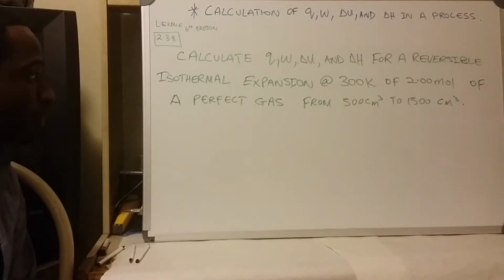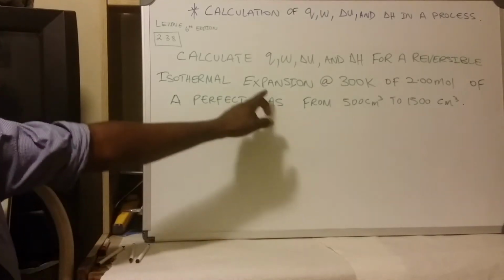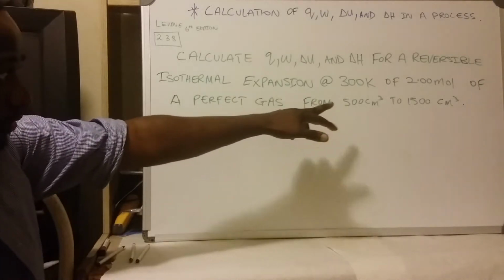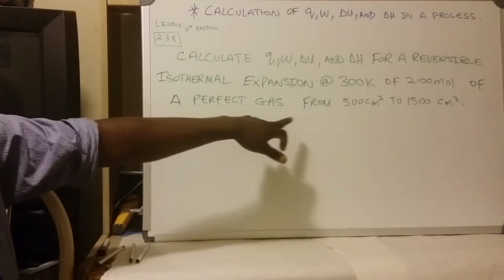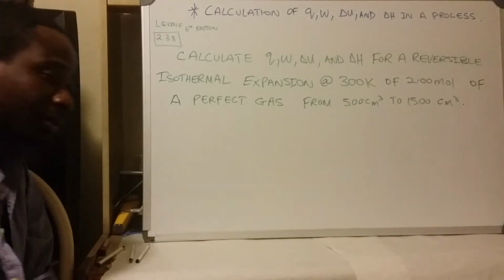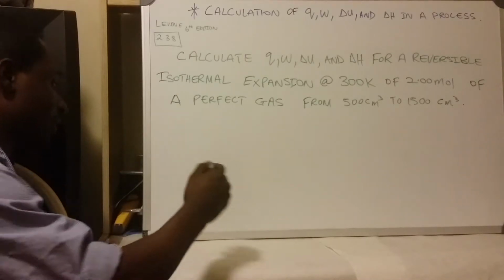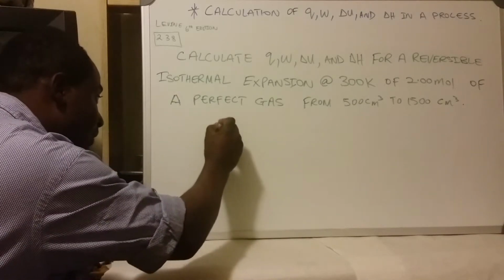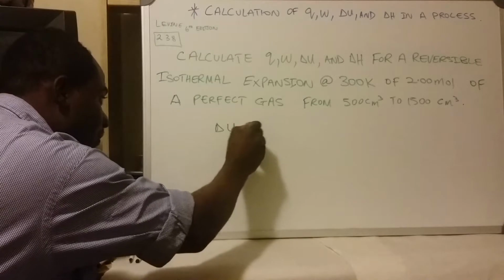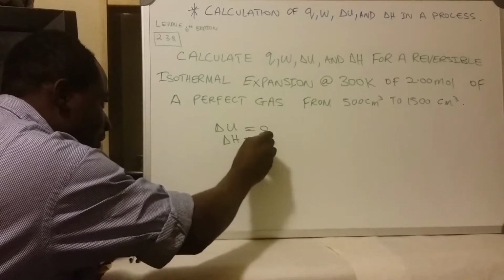This is somewhat of an easy example. Let's say calculate Q, which is heat, work, changing its energy and changing entropy for a reversible isothermal expansion at 300 Kelvin of 2 mole of a perfect gas from a volume of 500 centimeter cube to 1500 centimeter cube. So right off the top, we should know two things. We should know that delta U is equal to 0 and delta H is equal to 0.